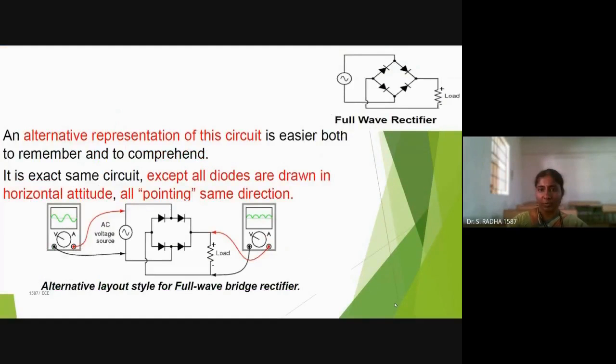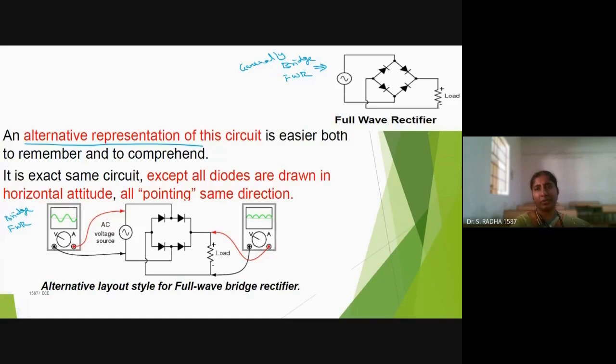You can see on the top of this slide, on the right side top, there is the bridge rectifier. Here is another way of representing the bridge rectifier. This is an alternate representation of the bridge rectifier circuit. This is also a bridge type full wave rectifier. This is the general diagram, the model we will generally see in all the textbooks.